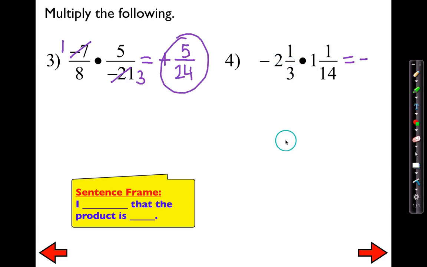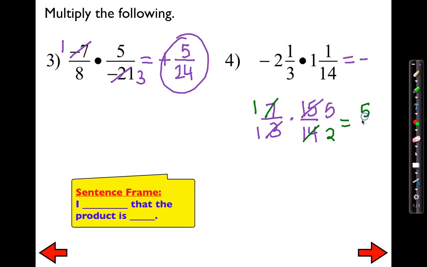3 times 2 is 6 plus 1 is 7. So 7 over 3 times 14 times 1 is 14 plus 1 is 15. So 15 over 14. I'm going to check if I can cross reduce. 3 and 15 both have a 3 in common, so 3 divided by 3 is 1, 15 divided by 3 is 5. 7 and 14 both have a 7 in common, 7 divided by 7 is 1, 14 divided by 7 is 2. So now multiplying straight across, 1 times 5 is 5, and 1 times 2 is 2.